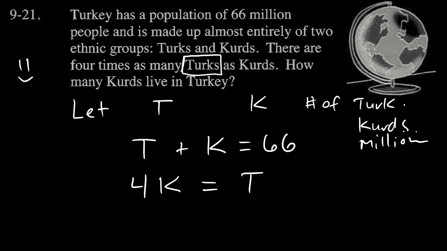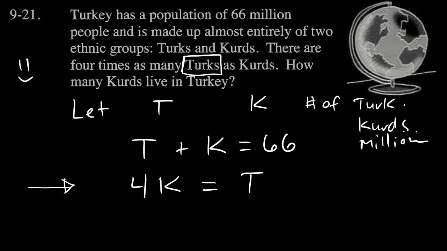So if K is the number of Kurds I have, let's say that I've got three Kurds, right? This would be saying that, according to the equation I wrote, I would have to have 12 Turks. So if I have three Kurds, I would have 12 Turks. And that works, because there are four times as many Turks as Kurds. If I had five Kurds, 4 times 5 would be 20. I would have to have 20 Turks.